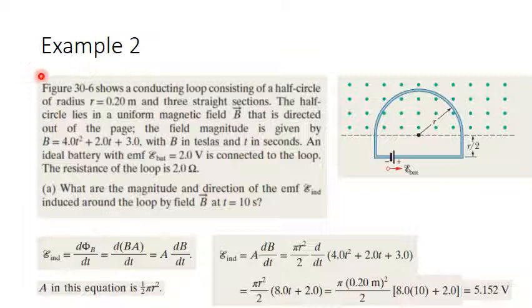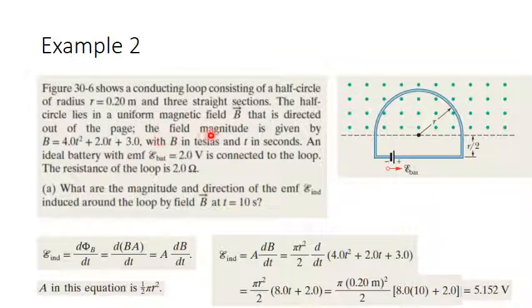As an example, the figure here shows a conducting loop consisting of a half circle of radius r equals 0.2 meters and three straight sections, this straight section, this straight section, and this straight section. The half circle lies in a uniform magnetic field B. Only the part of the half circle lies in a magnetic field B that is directed out of the page. So the direction of the magnetic field is coming from the screen towards your eyes.